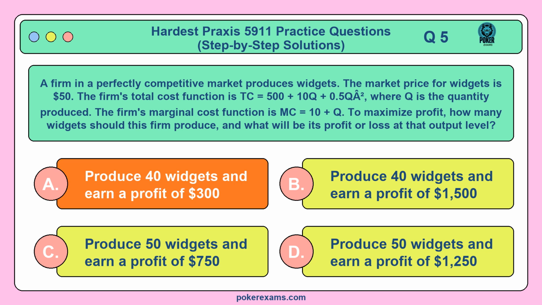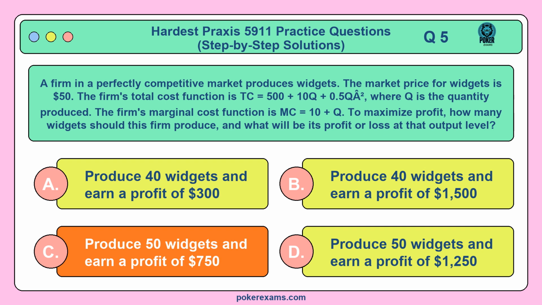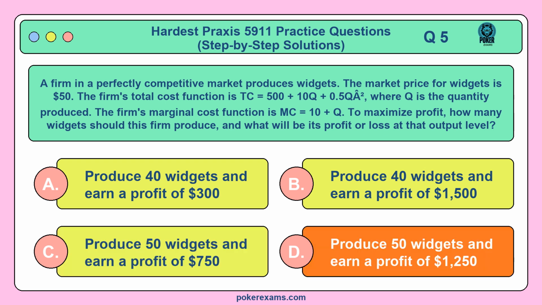Option A. Produce 40 widgets and earn a profit of $300. B. Produce 40 widgets and earn a profit of $1,500. C. Produce 50 widgets and earn a profit of $750. Or D. Produce 50 widgets and earn a profit of $1,250.